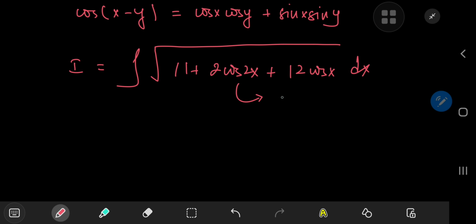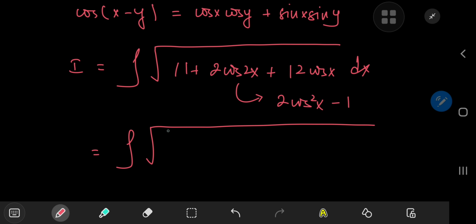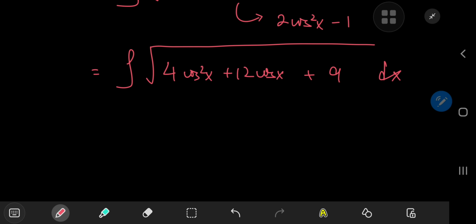And cosine 2x can be expanded using the double angle formula as 2 times the squared cosine of x minus 1. So we have the integral of the square root of, multiplying out by 2, 4 times the squared cosine plus 12 times the cosine plus 11 minus 2, which is 9. And all that's left now is to complete the square.